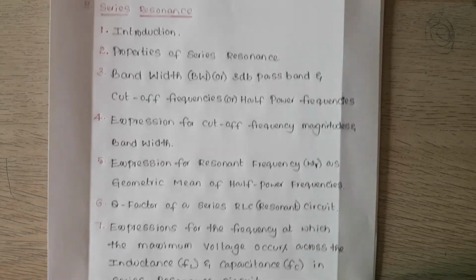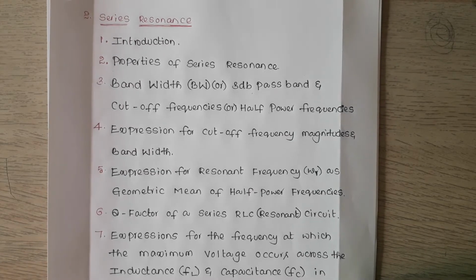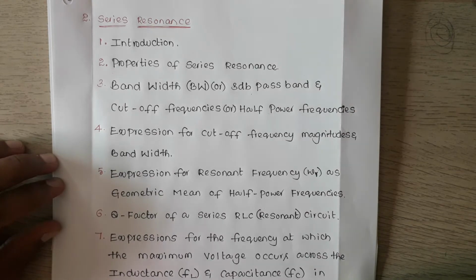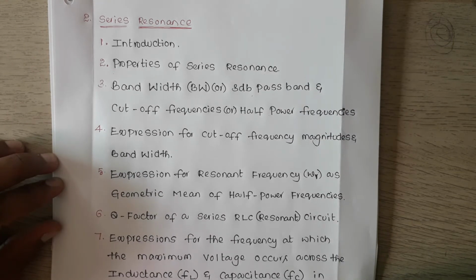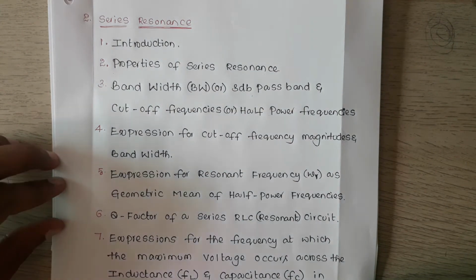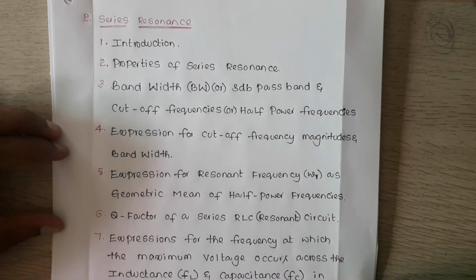So we are discussing series resonance. In that series resonance, we completed introduction to series resonance, properties of series resonance, bandwidth BW or 3 dB pass band, and cutoff frequencies or half power frequencies, and expression for cutoff frequency magnitudes and bandwidth. Now we are in the fifth topic: expression for resonant frequency omega r as geometric mean of half power frequencies.